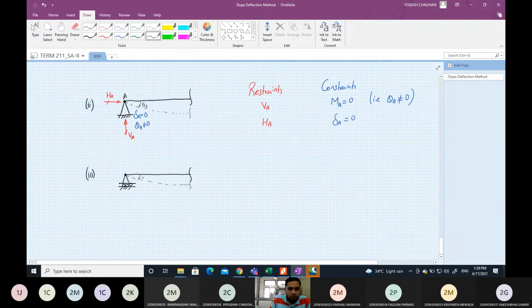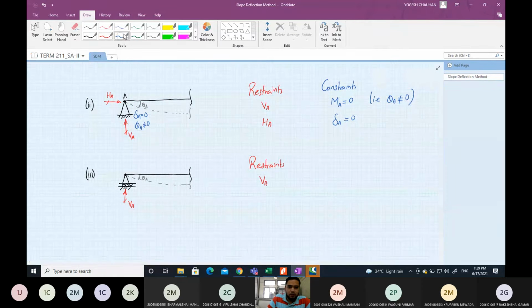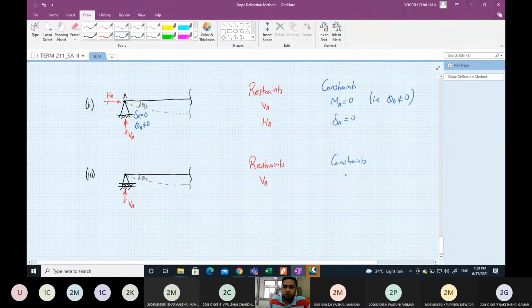Again it will be the same, theta A will be the slope, the reactions would be VA. So the restraint in this case is only the vertical reaction, and the constraint would be the moment at A equals 0, that is your theta A is not 0.